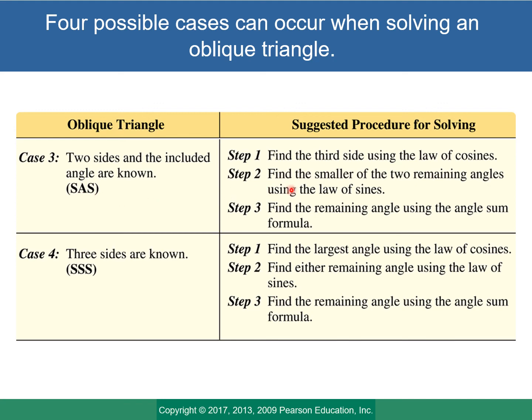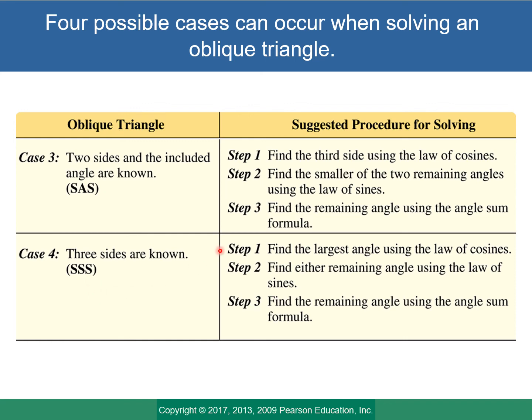Then you find the smaller of the two remaining angles. So this is what I mentioned a little bit on that example. You want to recognize, okay, based on your given sides, which angle is going to be smaller. And the smaller angle is across from the smaller of the two remaining sides. And then after you find that, you find the remaining angle just knowing that all three angles add up to 180. And then case 4 is if you know all three sides, but no angle measures are given.